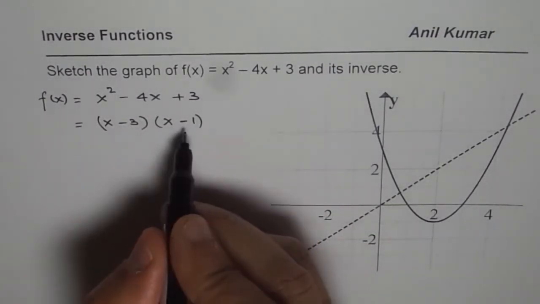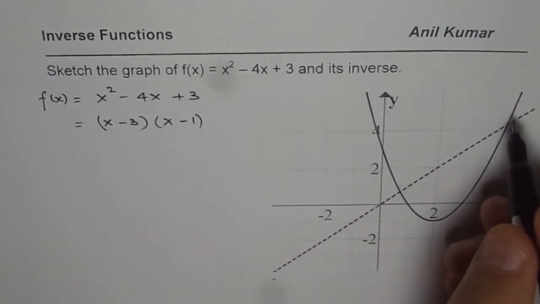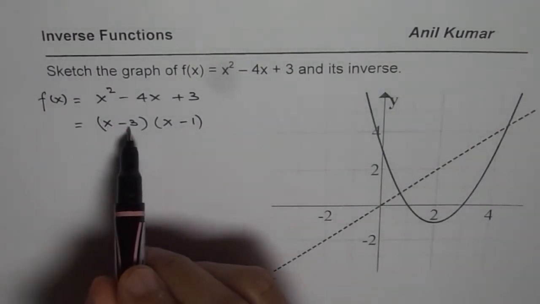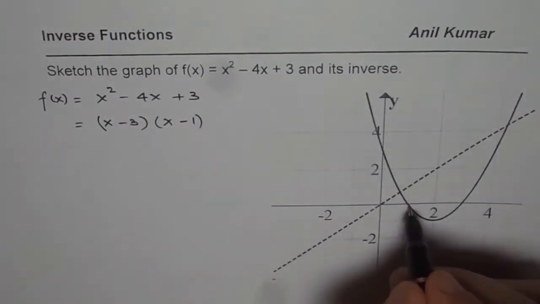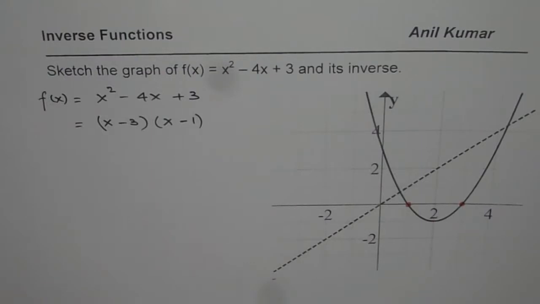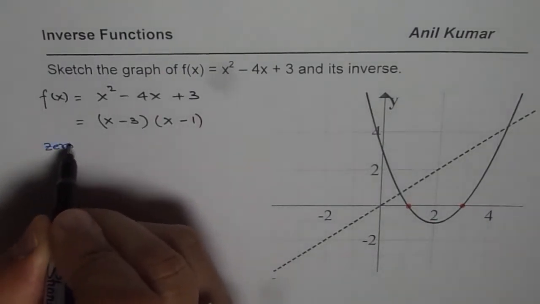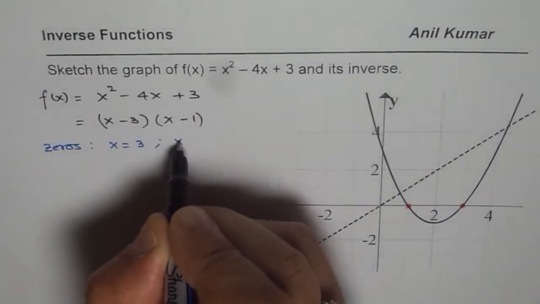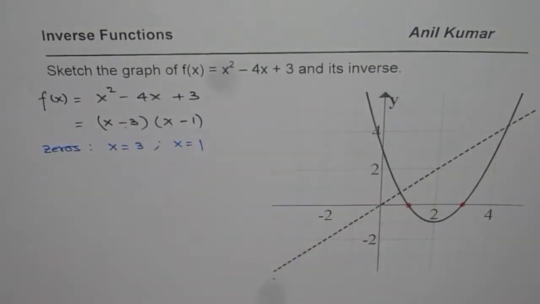Now from the factored form we know there are two zeros. I've already sketched the graph of the parabola here and we will see how it works. x equals 3 is a zero and x equals 1 is a zero. So the first step is to find the zeros from the factored form. The zeros are at x equals 3 and at x equals 1.